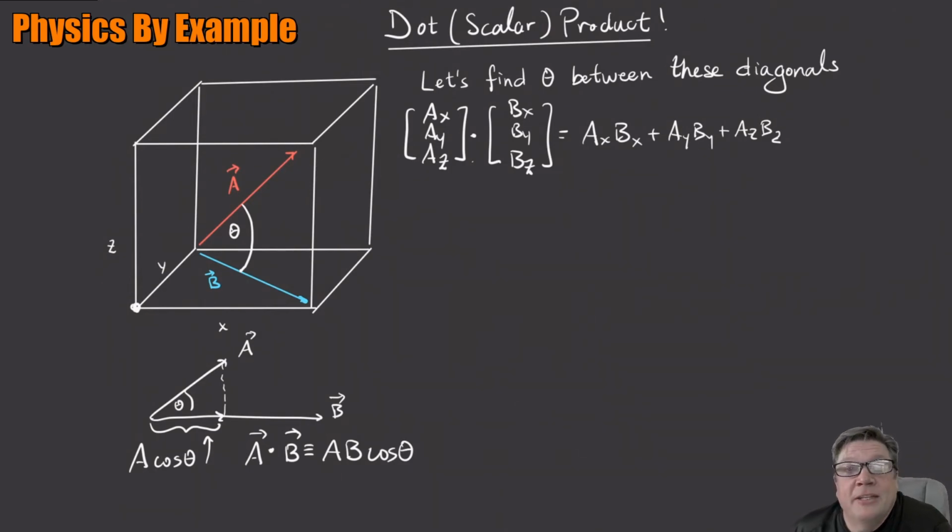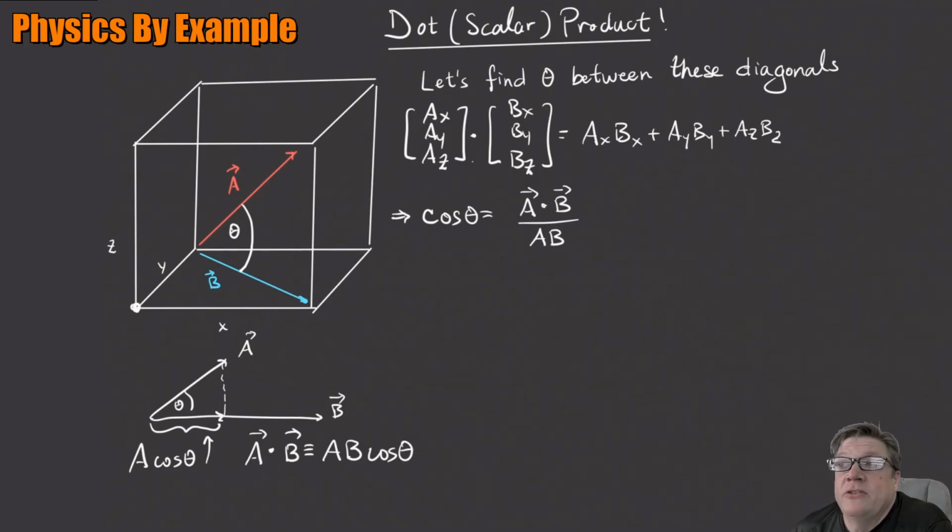How does this relate to the cube? What we're going to do is find that theta by doing this. So this implies that cosine of theta is just going to be the dot product divided by the product of the lengths. Neat. And then we'll just do the inverse cosine to get the angle at the end.